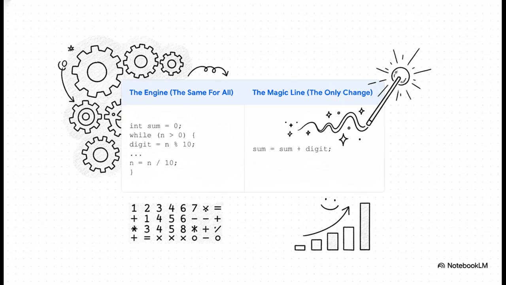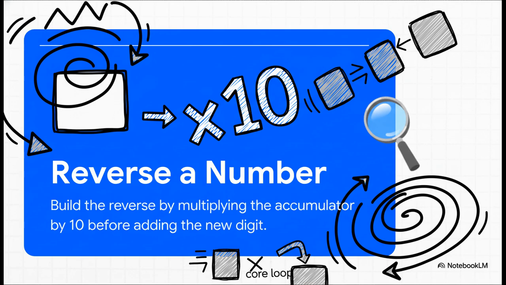This slide perfectly illustrates the point. On the left, you've got our standard digit extraction engine. It never changes. On the right, that's what I like to call the magic line. By just sliding sum = sum + digit inside our loop, we've solved the program. That is literally it. Okay, so what about reversing a number? Now that sounds way more complicated, right? But it's just a tiny clever twist. Think about it like you're building a new number.